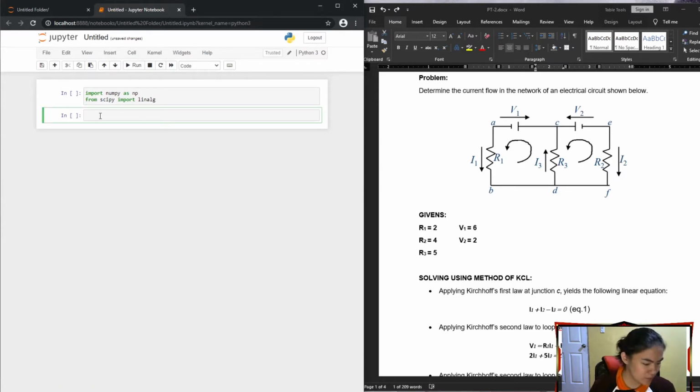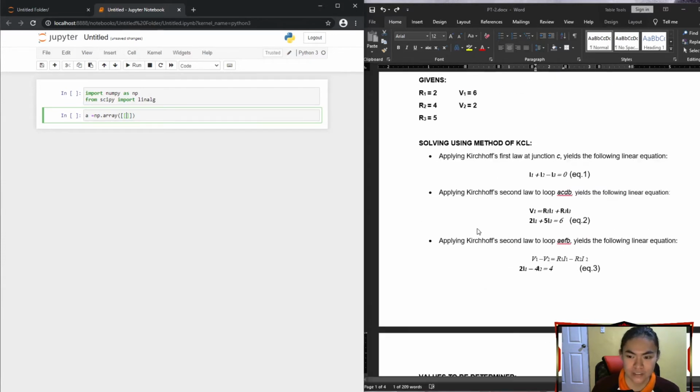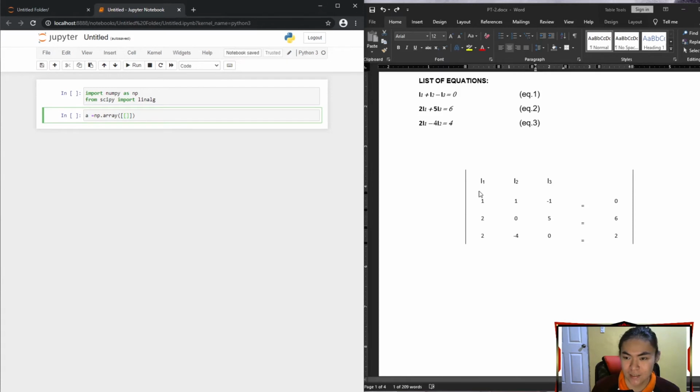Then, ang ita-type natin dito next is A. Maglilet tayo ng A values natin equals to np.array. Siyempre, dapat di natin kalimutan maglagay ng parentheses, then bracket, double bracket siya dapat kasi yung bawat values natin sa loob is lalagyan pa natin ng values from our equations, yung mga coefficients kanina na nandito sa ating matrix.